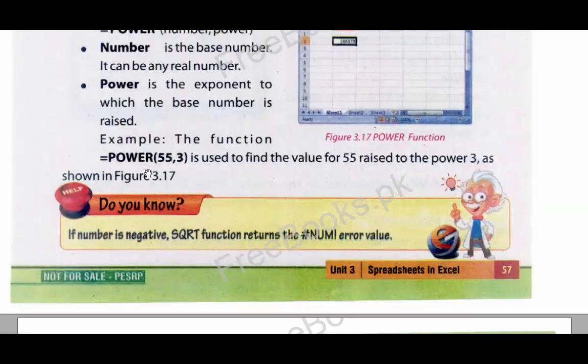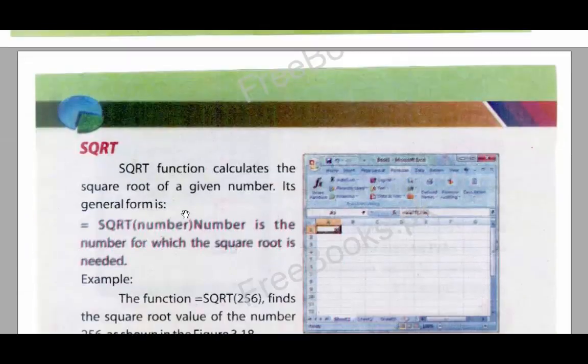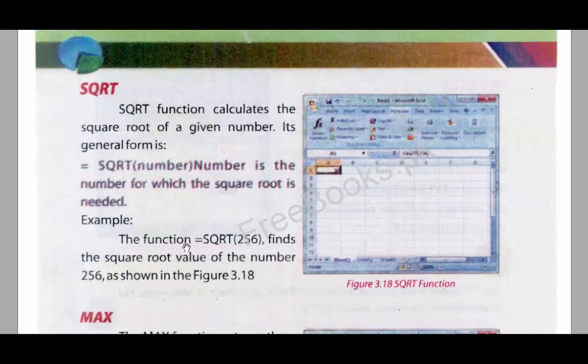Now, if the number is negative, the square root function returns the #NUM! error value. SQRT, square root. Remember, the square root function calculates the square root of a given number. Its general form is =SQRT(number). Number is the number for which the square root is needed. Example, the function =SQRT(256) finds the square root value of the number 256, as shown in figure 3.11. Let's check it.